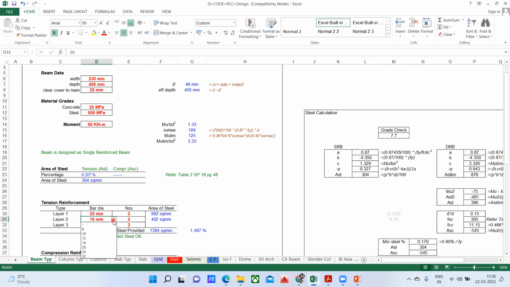In layer 2, I don't require any. I'll make it 0. Okay. See, I require 304 mm square. So if I provide a 25 diameter 2 bar, it is giving me an area of 982 mm square.